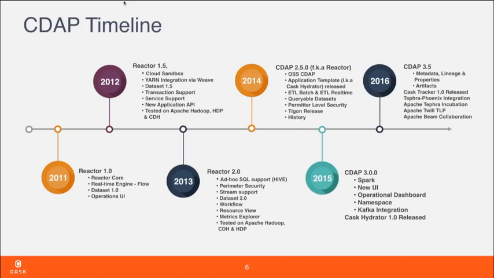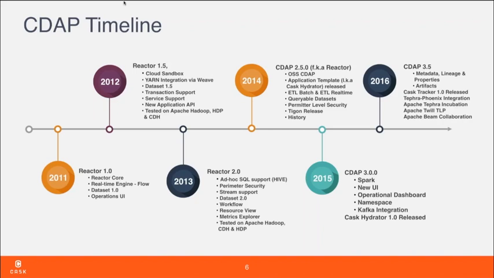So going back to the timeline of general releases of CDAP, you can see that since Reactor 1.0, which was CDAP, previously called Reactor, the first release was back in 2011. Right now in 2016, we are at CDAP release 3.5. There are a lot of great features and capabilities that have been added to the platform that basically help solve real use cases that are being surfaced up in the Hadoop ecosystem.